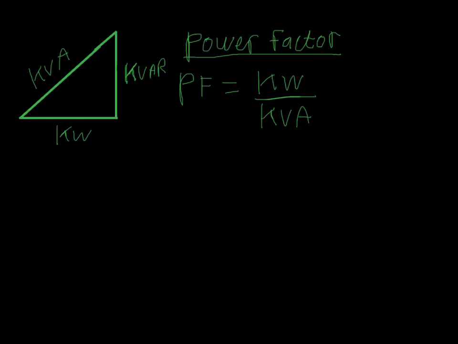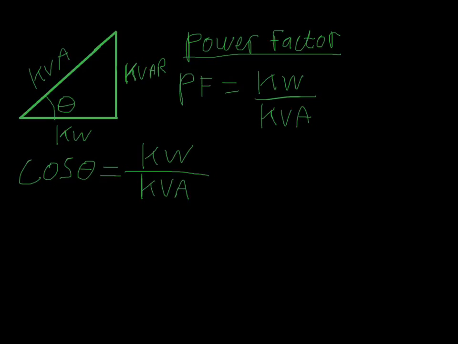Now, the power factor is associated with this angle right here, and the cosine of this angle, cosine of theta, is equal to adjacent over hypotenuse. The adjacent is kW. Hypotenuse is kVA. So there you have it.